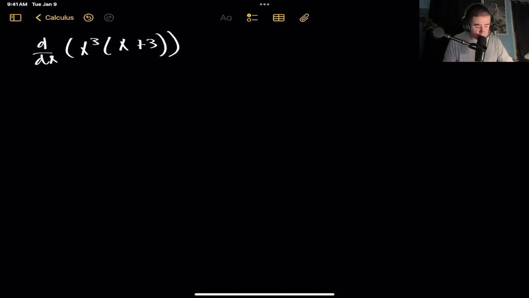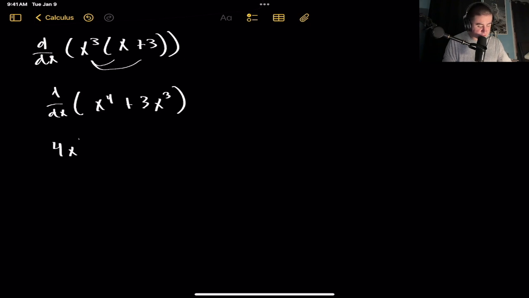All right, so what we need to do here is just distribute that x cubed into the two terms inside the parentheses. So we'll do that first before we take the derivative. So we'll have x cubed times x, which is x to the fourth power. And then we have x cubed times 3, which is just plus 3x cubed. And now we can take the derivative of both terms. The derivative of x to the fourth power is going to be 4x cubed. And then the derivative of 3x cubed is going to be 9x squared.